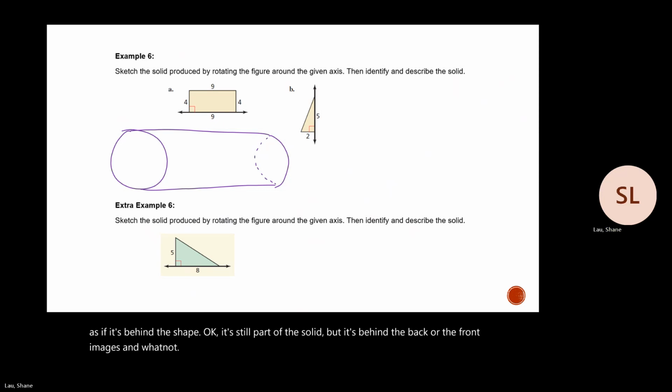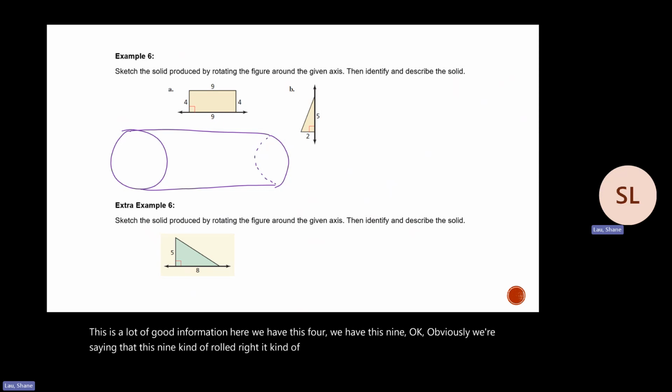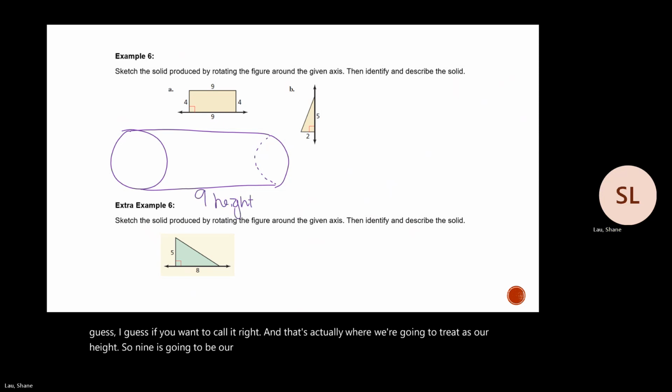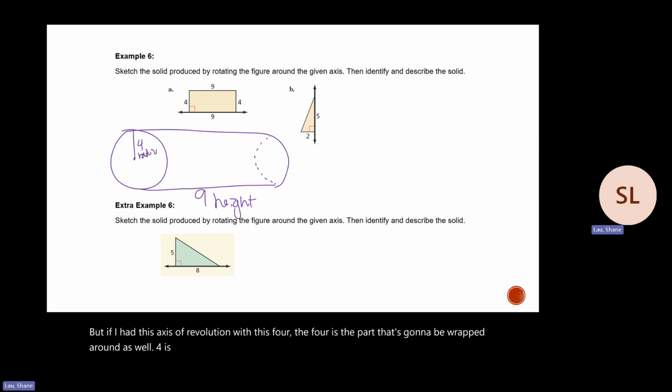Okay. Well, this is a lot of good information here. We have this 4, we have this 9. Obviously, we're saying that this 9 kind of rolled with the paper towel, and that's actually what we're going to treat as our height. So 9 is going to be our height here. But if I have this axis of revolution with this 4, the 4 is the part that's going to be wrapped around as well. 4 is going to be our radius.